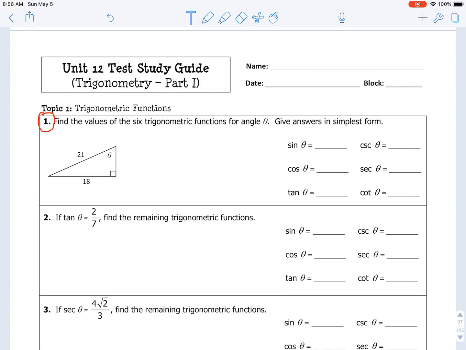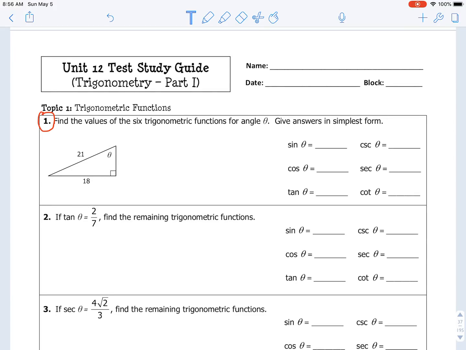Okay, I've gone through here and picked out key problems just to give you guys some help for tomorrow. So remember, number one, you don't have to figure out what angle theta actually is. We just have to show the different ratios. So the sine of theta would be opposite over hypotenuse. And then I'm going to divide those by 3. And that's all I need.